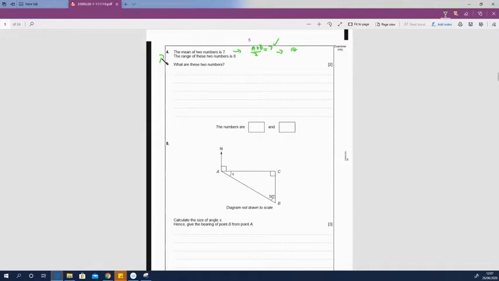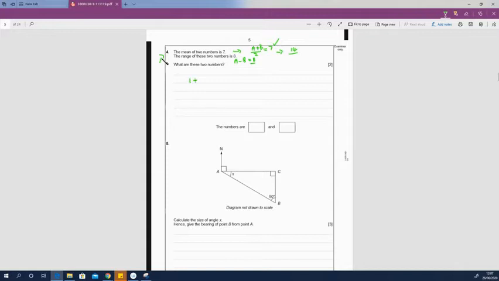The second clue is that it tells us that the range of these two numbers is 8. So that means the largest number, say it's a, minus the smallest number b, must be 8. Okay, so now we have these two clues. The numbers add to 14 and largest take away smallest is 8.